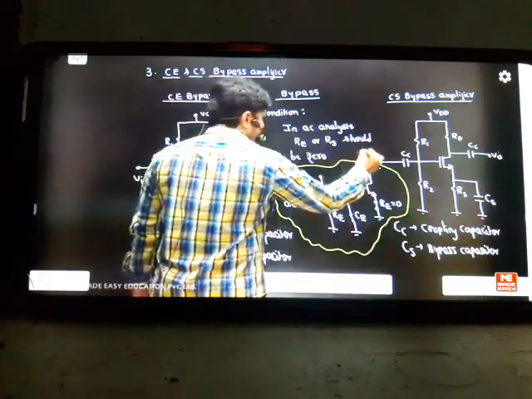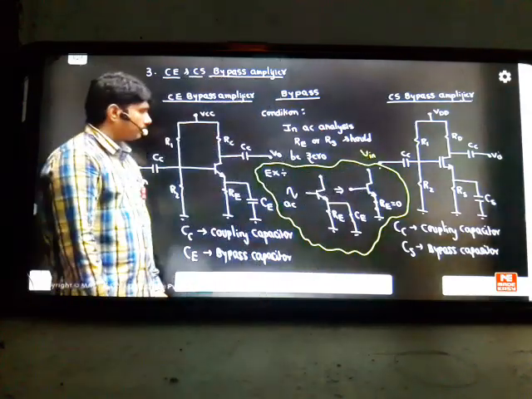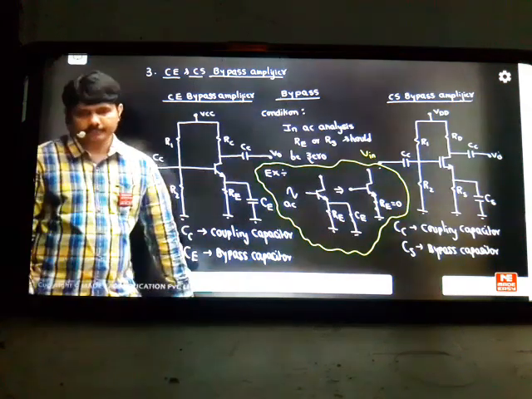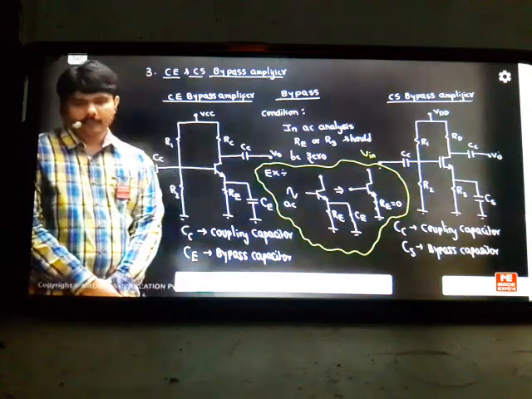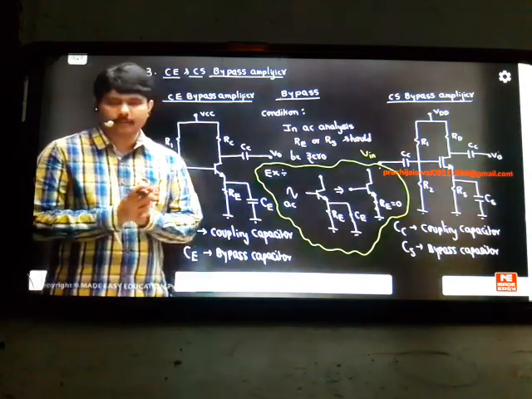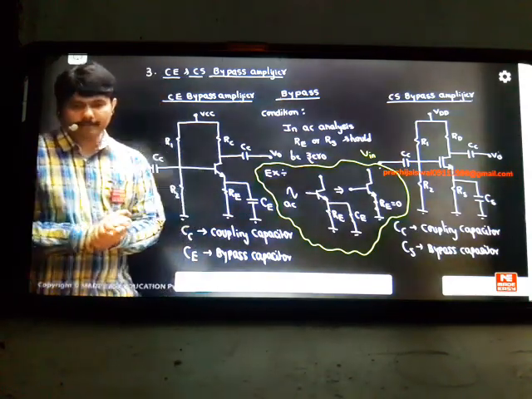If you want bypassing, just make the concept like this. Whenever I see RE in parallel with CE, you can say the system is bypassed. It's a bypass circuit. The CC also has the same concept, but we want to teach it here. Bypass will come from this knowledge. Other things will be short only, but here we are talking about CE and the bypassing technique.